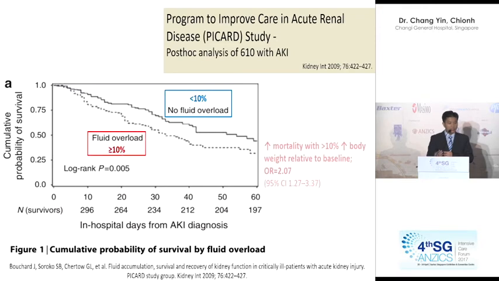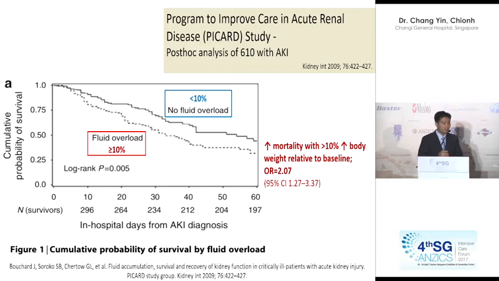Another study, this is in the adult population. The PICARD study is actually a multi-center observational study, and they looked at the post-hoc analysis of 610 patients with acute kidney injury. Patients with less than 10% fluid overload versus patients with more than 10% fluid overload, those with a higher accumulative fluid overload had actually a higher risk of mortality as well. So it seems that this cutoff point of 10% fluid overload may be used as a guidance in order to decide whether the patient is too overloaded or not.